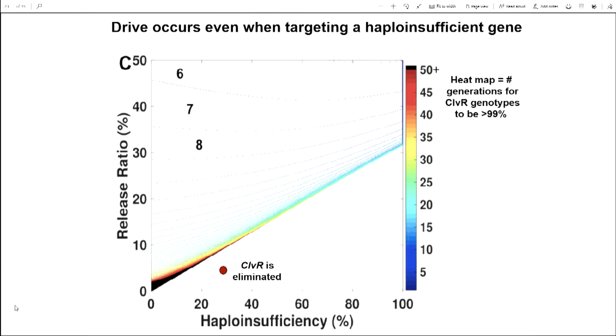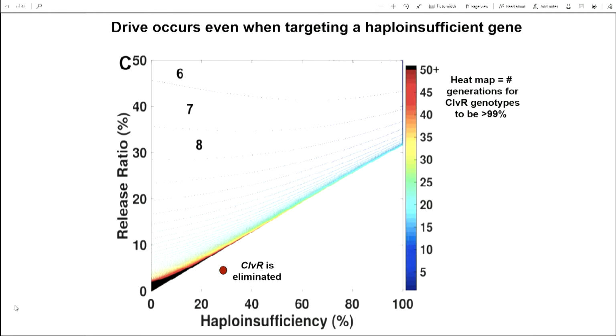So this actually turns out to be a useful feature in a way, because what it does is it creates what's called a threshold-dependent drive, such that if there's some level of haploinsufficiency for the loss of the gene, then you have to add a significant fraction of the total population in order for drive to occur at all.